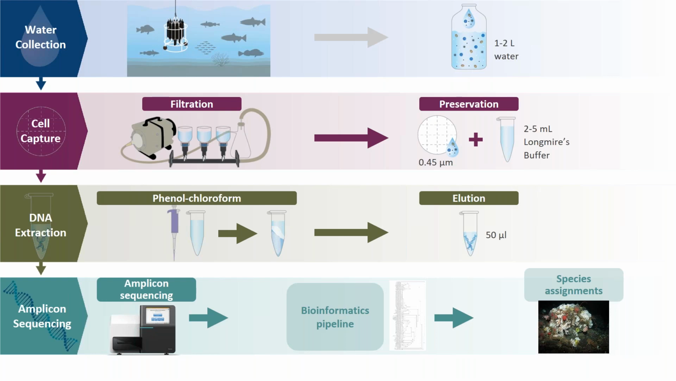Once they come back to the lab, we carry out an old school style extraction called a phenol-chloroform DNA extraction on each of the samples. This produces really, really high quality DNA, which is really important because DNA can often be degraded in environmental samples. And we elute in about 50 microliters. So out of 2 liters of water, you end up with 50 microliters of DNA to work with.